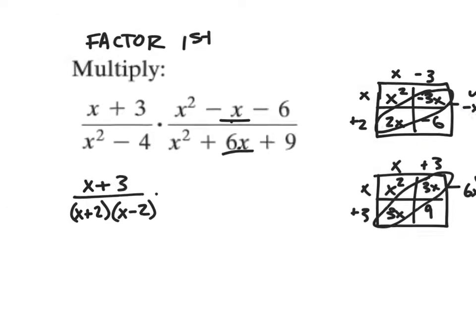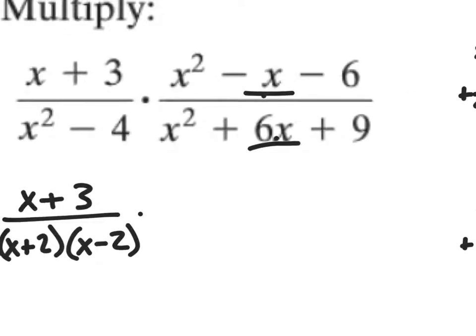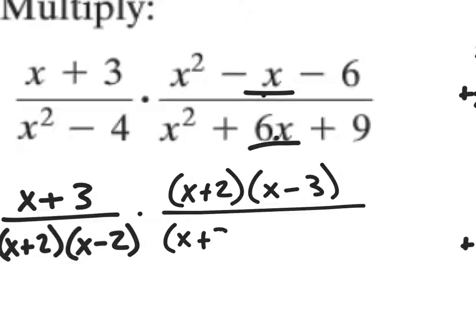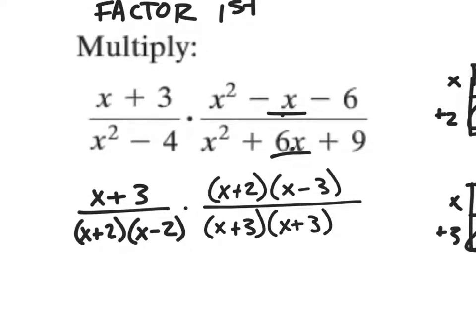So now here's what I got. Let's rewrite that in factored form. We've got x plus 2 times x minus 3, and then I've got x plus 3 times x plus 3. I don't need to write that it's squared. I mean, you can, but it's not really going to help you that much. So here's what you've got.